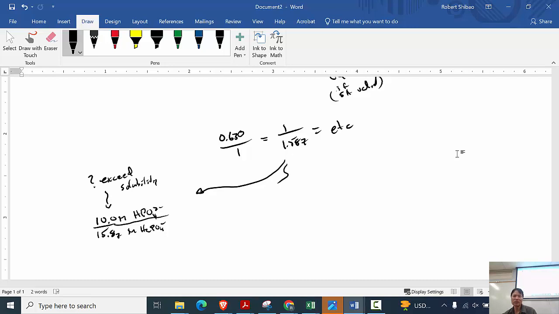So if we double this, maybe we'll go with 2.00 molar and 3.174 molar. Maybe something like that would be pretty high capacity. The more concentrated, the higher the capacity.